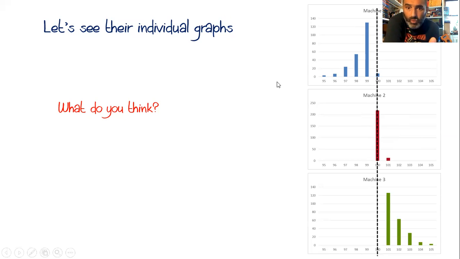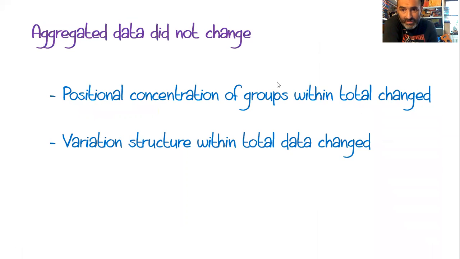So what is variation got to do with this? All right, so aggregated data did not change, obviously, but the positional concentration of groups within the total data changed. In one of them, they had the same shape, and when aggregated, it became a more peaked data. And in the second one, you have that peaked total data. Left half is one distribution, right half is one distribution, and center is the other one. So the variation structure changed within the data set.